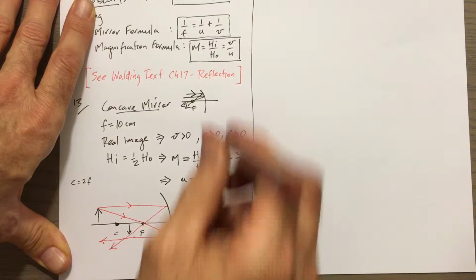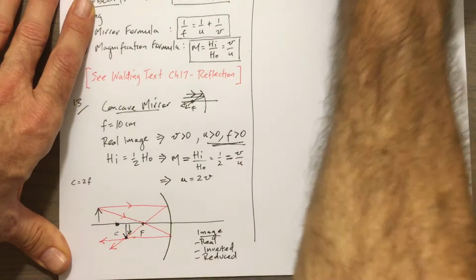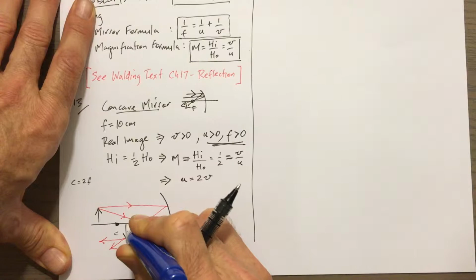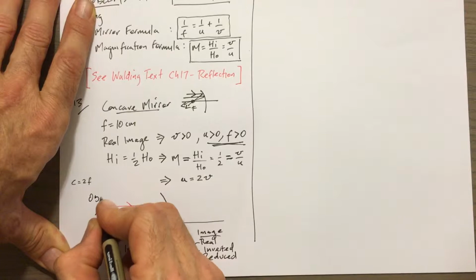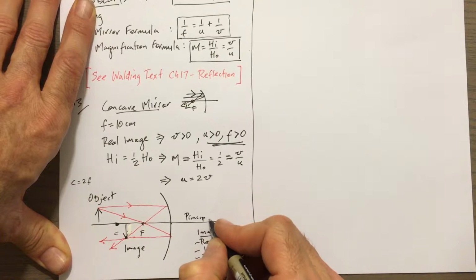So that's indicating where our image should be. I'm being a bit fussy here, but anyway, that's the image, that's the object, and I'll just write in here that this is the principal axis. It's always important to realize that, okay?